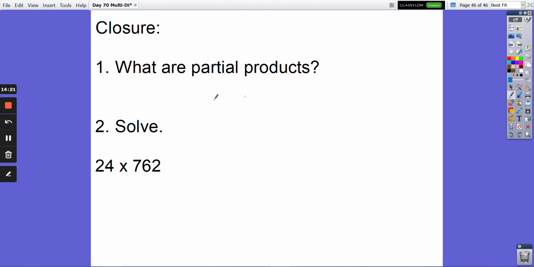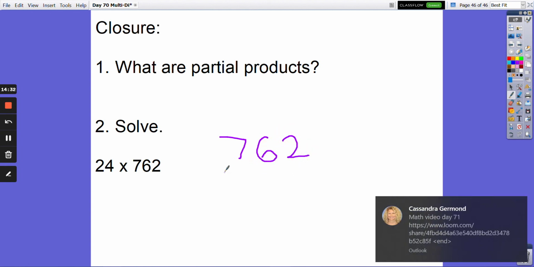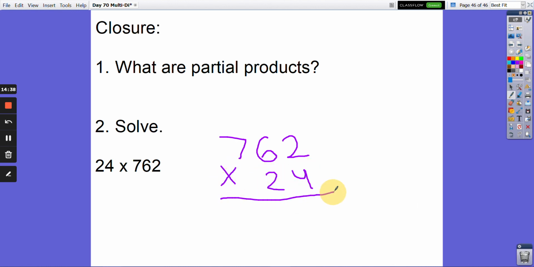Okay, and I'd like for you guys to go ahead and solve 24 times 762. I always like to put the number with the most digits on top, just because it will make my math so much easier. So 4 times 2, that gives me 8. 4 times 60, you guys should have paused the video so you can work it out. 4 times 60 is 240.